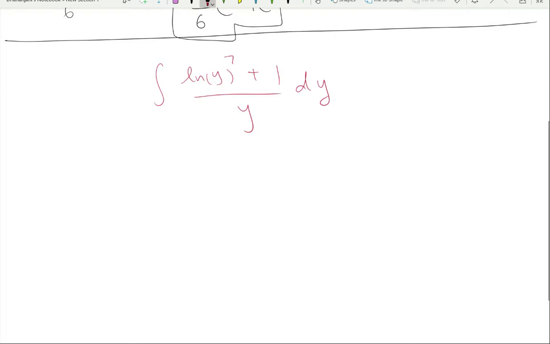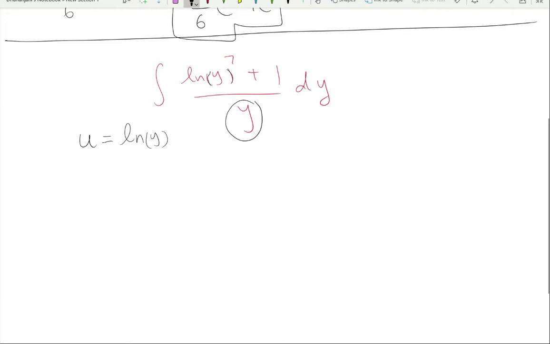So what is the inside function here? It's also a tricky one. What is your choice for the inside function? Think about it. Argue with yourself. Here you can see we have a 1 over y and you have natural log y. If I choose my u to be natural log y, can I choose natural log y to the power 7?